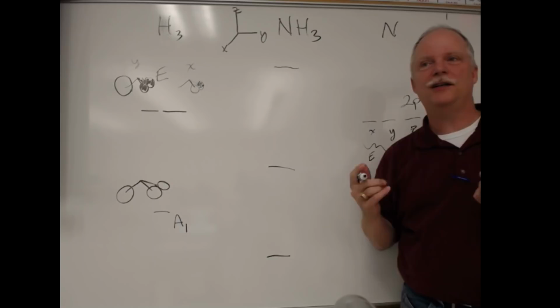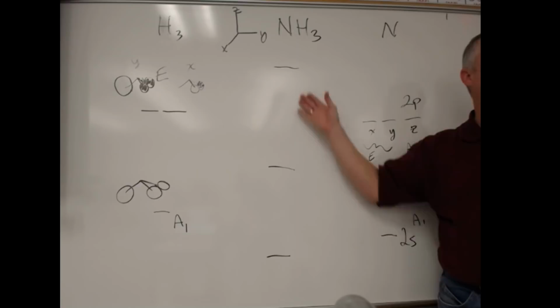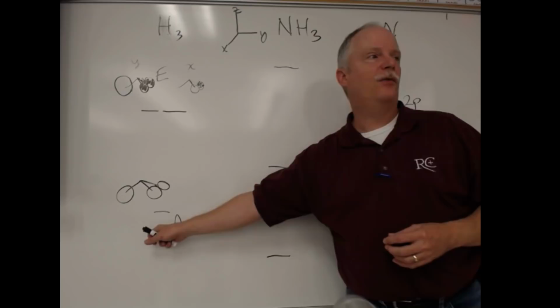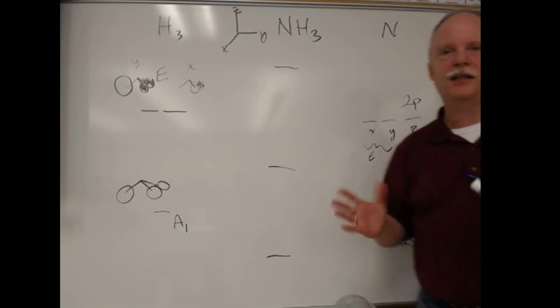But how do I know if I have enough in here? Why don't I draw a fourth one? Right, I'm just mixing the pz, the 2s, and this A1 combination. So I come in with three orbitals, I make three orbitals. Okay, and so that's pretty straightforward.